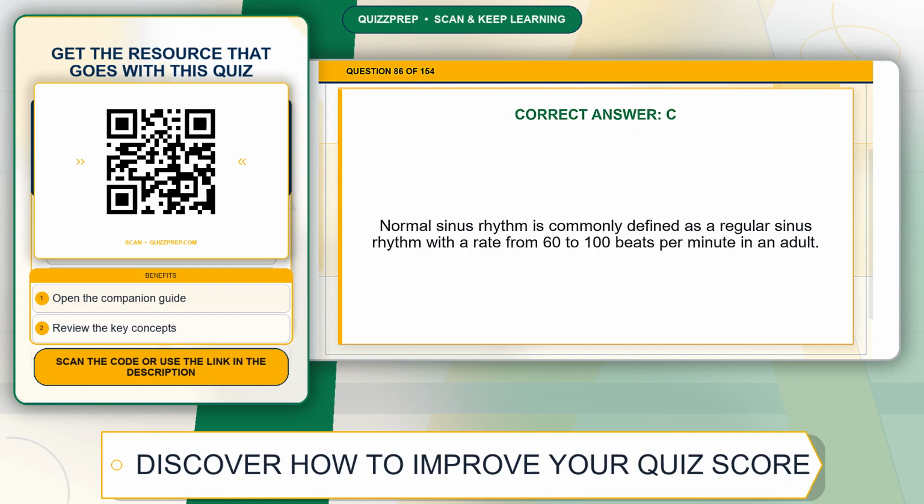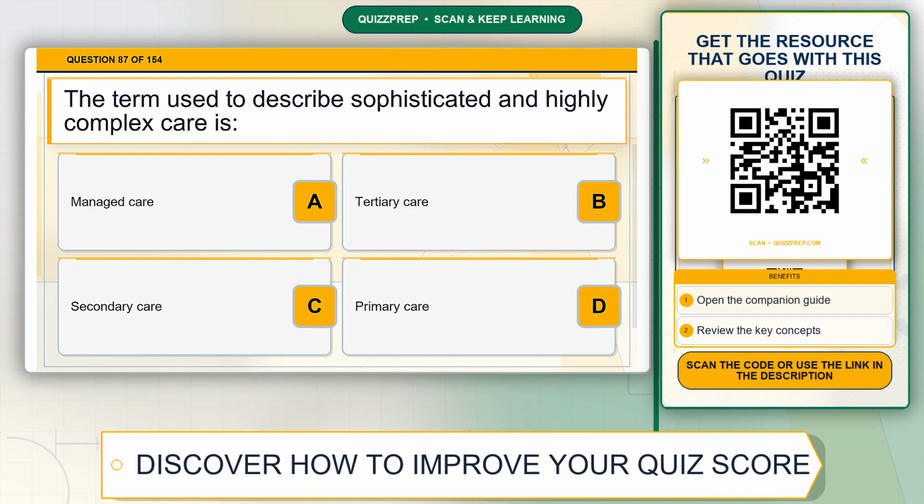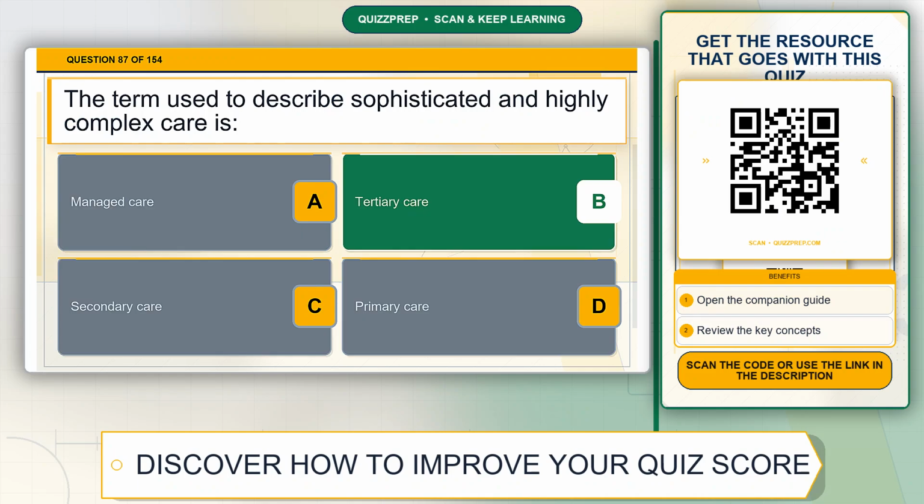Explanation. Normal sinus rhythm is commonly defined as a regular sinus rhythm with a rate from 60 to 100 beats per minute in an adult. Question 87. The term used to describe sophisticated and highly complex care is: Option A, managed care. Option B, tertiary care. Option C, secondary care. Option D, primary care. The correct answer is option B, tertiary care.